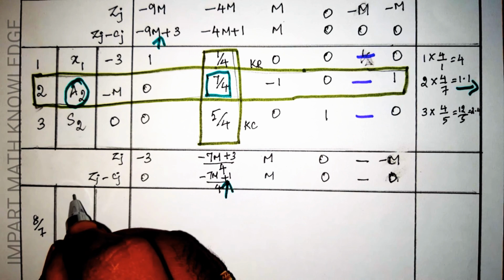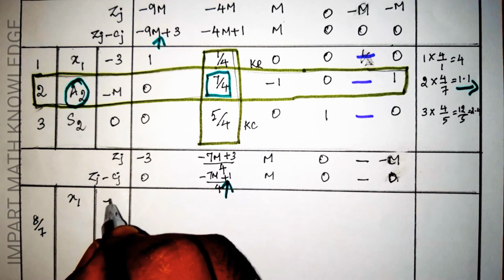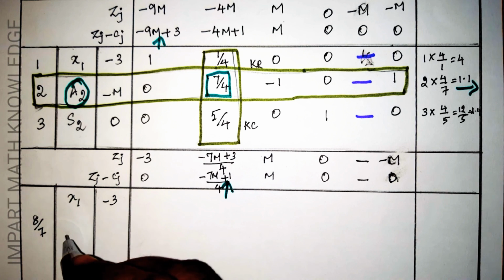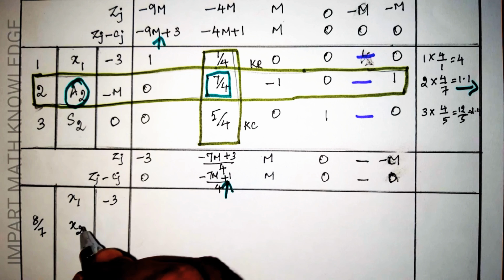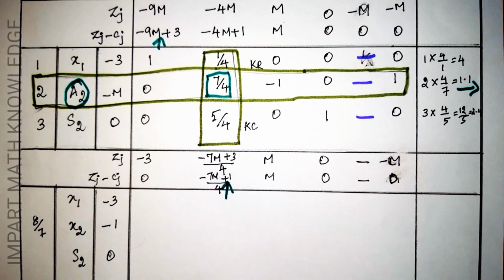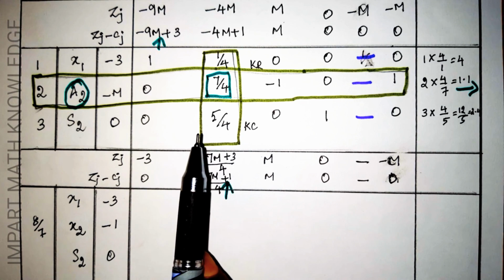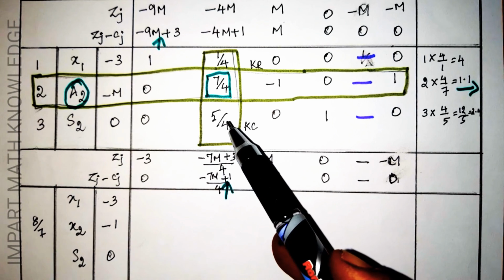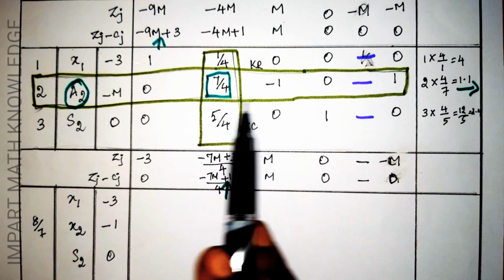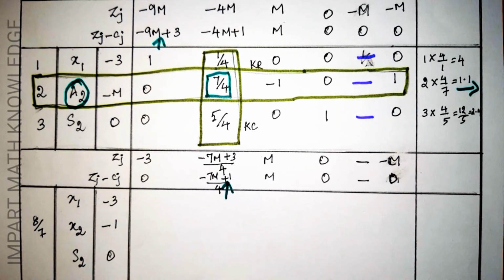For the third table, x1 is equal to minus 3 and A2 leaves the table. Instead of A2, here you write x2. x2 value is minus 1 and there is no change in S2. S2 is 0. Now we want to make pivotal element as 1, another element in the same column as 0. For making pivotal element as 1, you have to divide throughout the row by same element. That is 2 divided by 7 by 4 is 8 by 7.